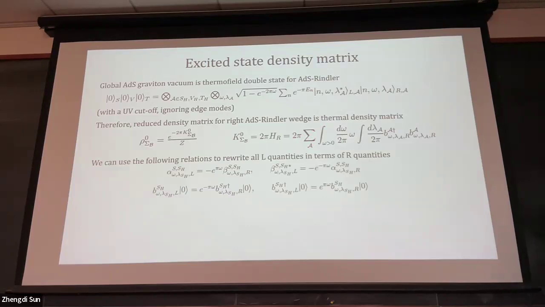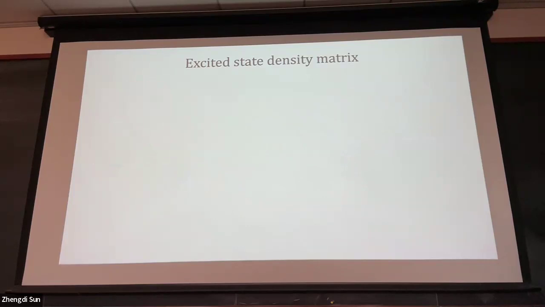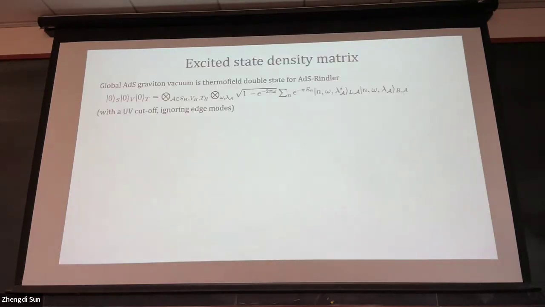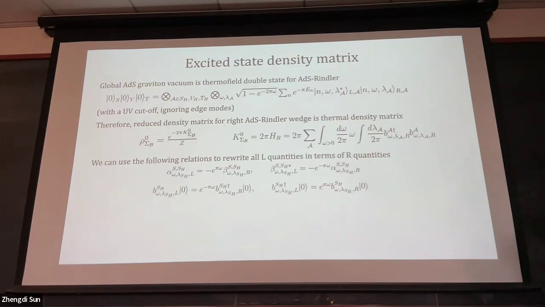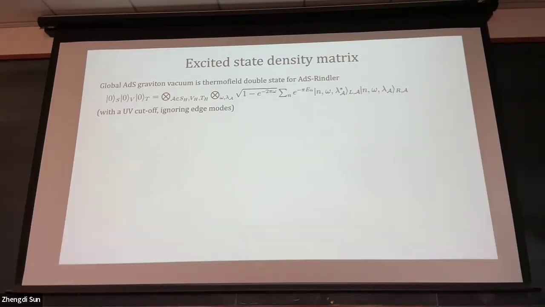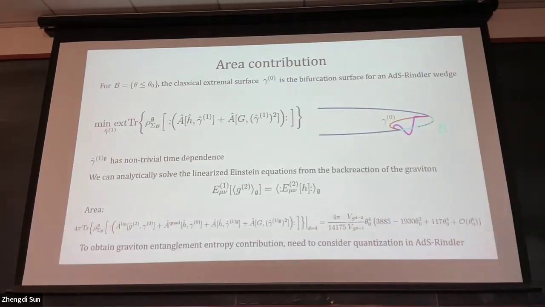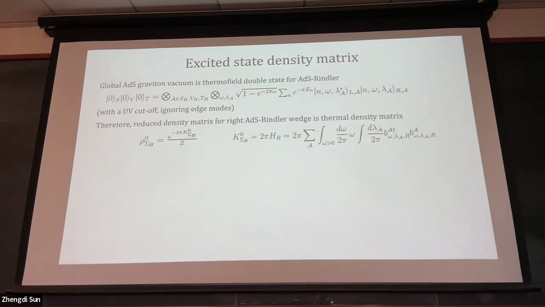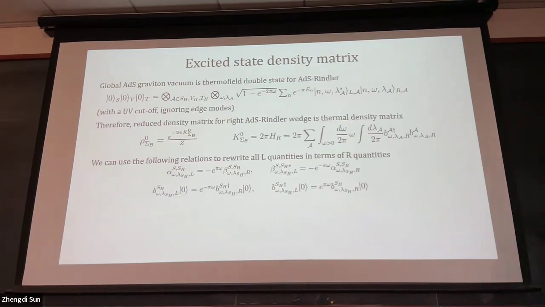Sorry, did I miss a slide on quantization of the graviton in Rindler? No, okay, it's coming next. Okay, so we want to trace out the left. The way we do this is we write everything acting on the left in terms of things acting on the right. Sorry, I think there is something missing with the Rindler quantization. Okay, well, let's keep going and I'll explain it later.